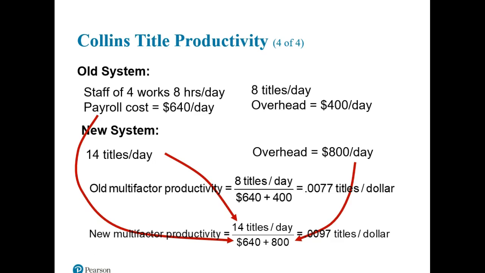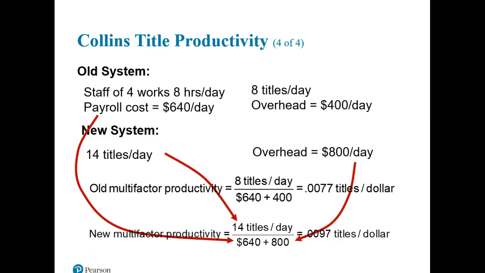In summary, looking at the 3 slides, labor productivity has increased from 0.25 to 0.4375. The change is computed by subtracting 0.25 from 0.4375, which comes to 0.1875. Then you divide by 0.25, which equals 0.75, or a 75% increase in labor productivity.